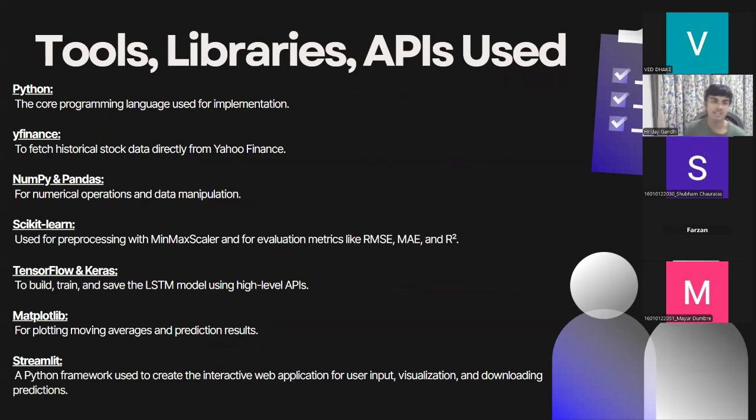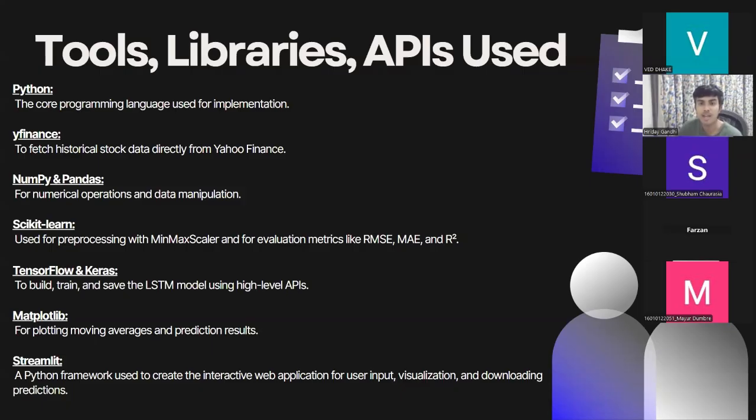Hi guys, I'm Hriday. So let's dive deeper into the tools, libraries, and the API used. Our entire implementation is built in Python, which offers a rich ecosystem for machine learning and data science. We used Yahoo Finance to gather data and NumPy and Pandas for cleaning and manipulation. To scale the data and calculate evaluation metrics, we relied on scikit-learn. The LSTM model was developed using TensorFlow and Keras, which offer high-level APIs for deep learning. For visualizing the results and trends, we used Matplotlib.